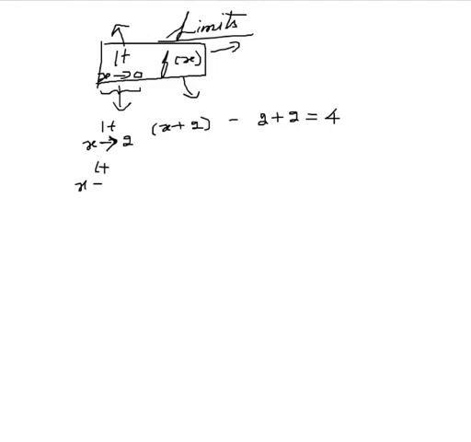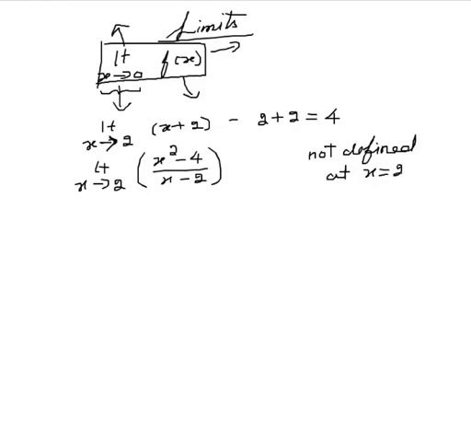Now see this example. Limit x tending to 2 of x square minus 4 divided by x minus 2. And the function is not defined when x is equal to 2. So we cannot substitute the value x equal to 2 directly here. So sometimes we cannot directly substitute the limit value, but we can see what the function value approaches when x gets closer and closer to 2.